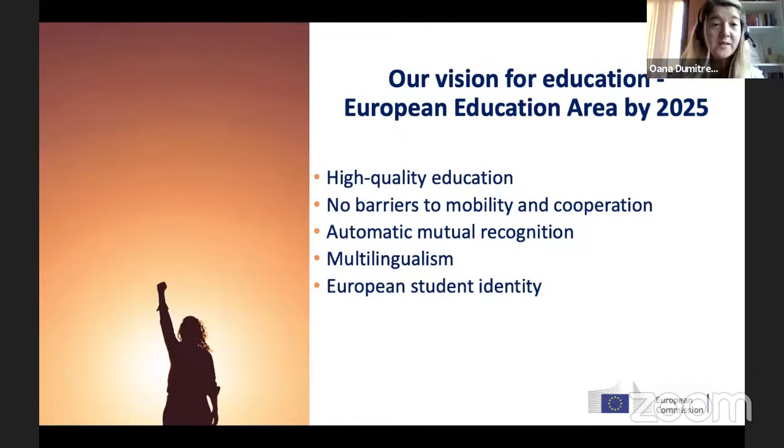We really do not want to see any barriers to mobility and cooperation within the European Union. And for this reason, we're stimulating, for instance, initiatives such as the automatic mutual recognition of diplomas on the one hand, and on the other hand, on mobility periods abroad. The European education area should also be a space where European citizens can speak at least two other languages apart from their mother tongue, and where as much as possible we can stimulate this European identity. And in the scope of our project today, the European student identity.